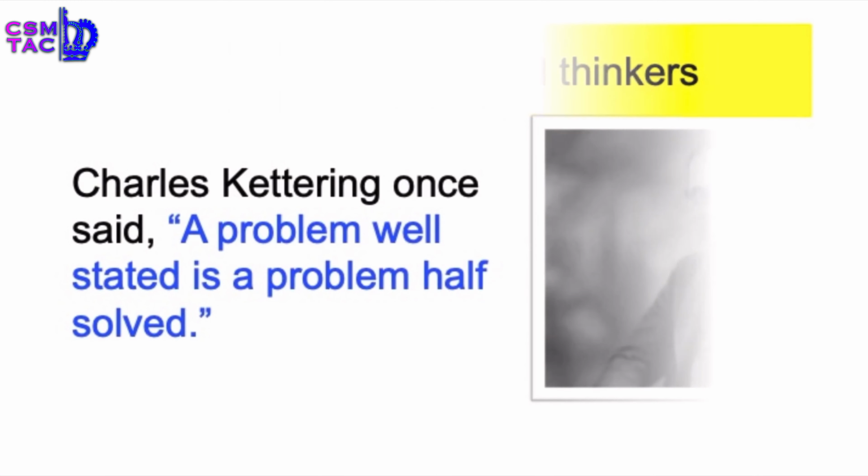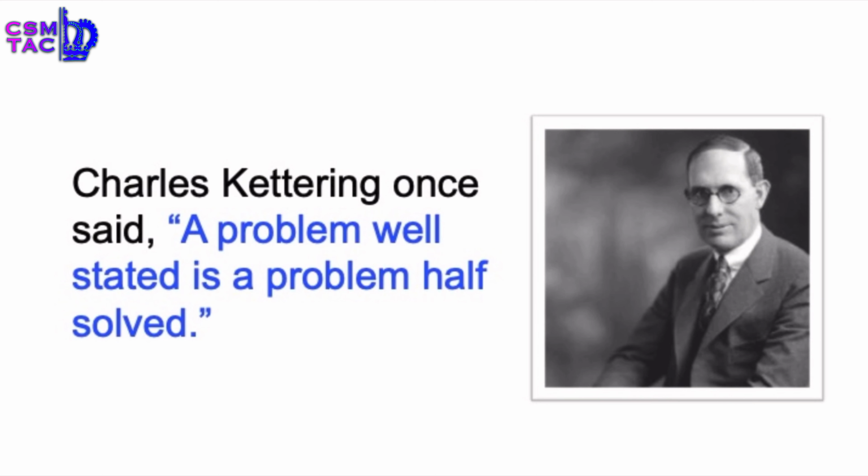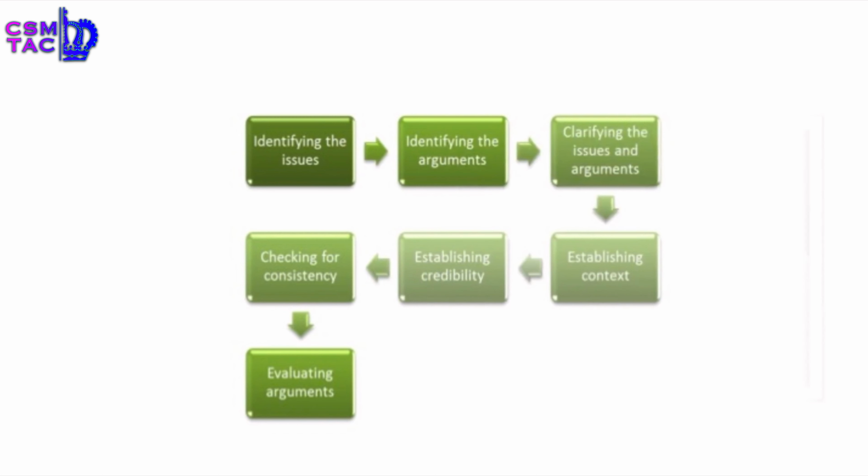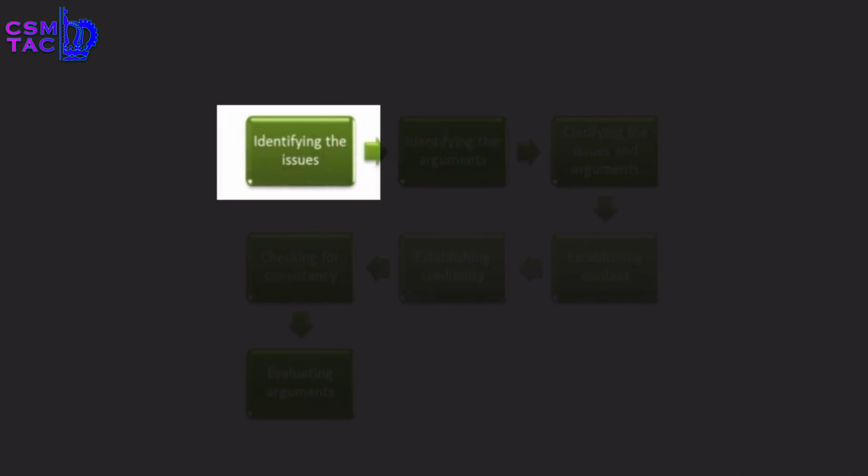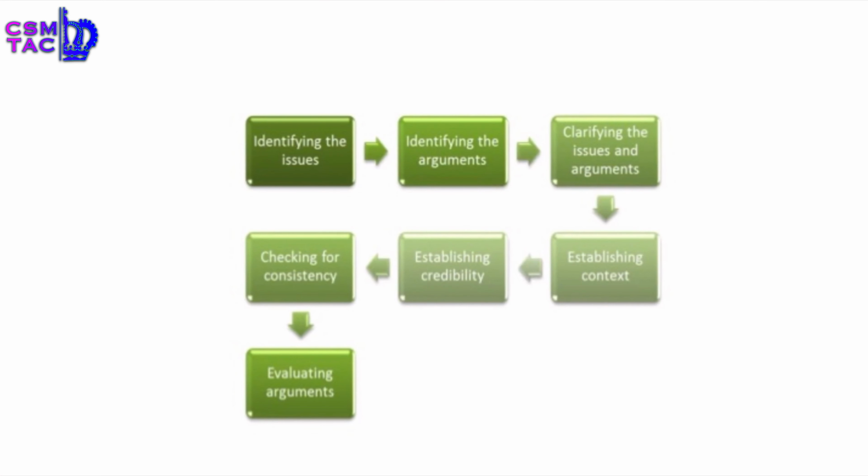American inventor Charles Kettering once said, "A problem well stated is a problem half solved." Therefore, you need to know what issue you need to evaluate before you start evaluating it. So, the first step in the critical thinking process is to ask yourself, what is the real issue? This can be more complicated than it seems, but it is important to get it right. Remember, an issue can be a problem, a situation, a question, or just about anything else.